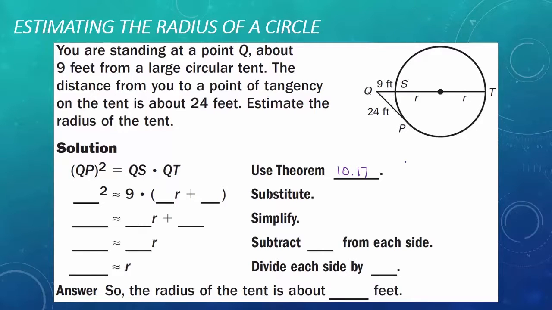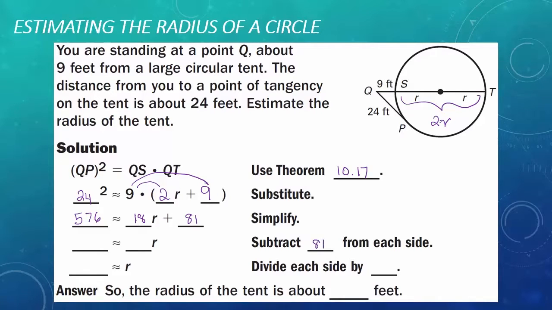According to 10.17, our tangent squared, QP squared, is equal to the external part of our secant, which is QS, times the entire length of our secant, which is QT. We know that QP is 24, so that's going to be 24 squared, is approximately equal to 9, which is my external length of my secant, QS, times the entire length over here, so it'll be 9 plus R plus R. We know R plus R is going to be 2R, so it's 2R plus 9. 24 squared is 576. Distribute the 9 to get rid of the parentheses. 9 times 2R is 18R. 9 times 9 is 81.